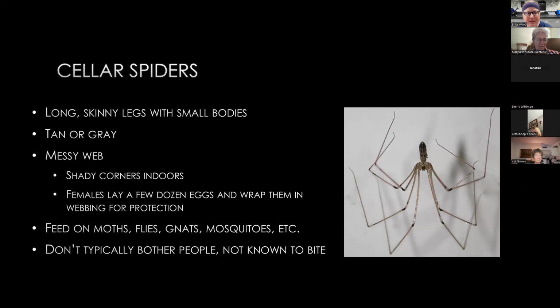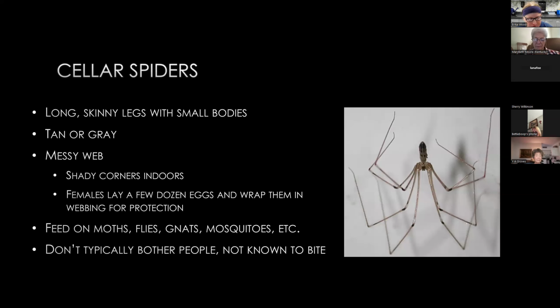Oftentimes, whenever we classify spiders or help to distinguish between types of spiders, we look at their webs. In the case of cellar spiders, they have more of a messy web. It's not really well structured at all. And a lot of times it's usually found in more shaded, darker corners of your home or a barn or garage or somewhere like that.